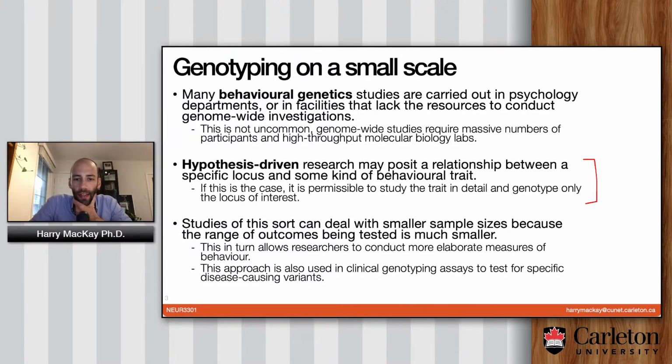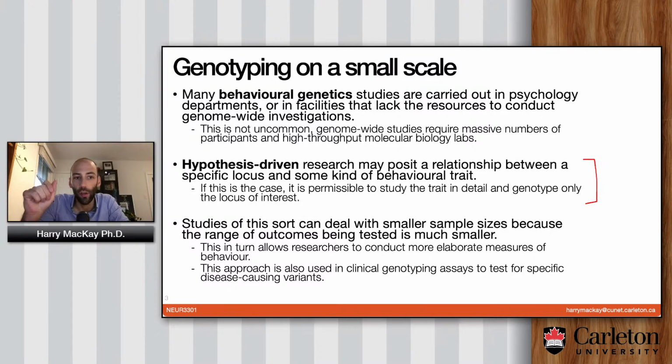With these kinds of studies, you can have a much smaller sample size because the range of outcomes you're testing is much smaller. The advantage of a candidate gene study is that you can design a more elaborate experiment. You can bring people in and do psychological experiments on them, like social stress tests. The Trier social stress test is like a public speaking test. You can do all kinds of different things to test their behavior and various aspects of their phenotype. Because you have a smaller sample size, you can invest more time and resources into collecting information about the sample.